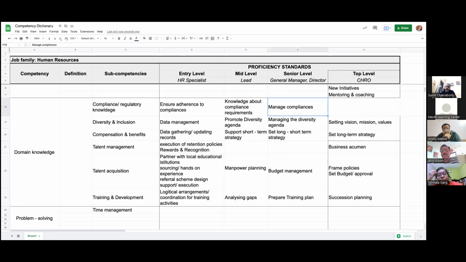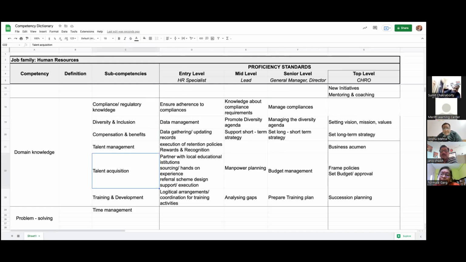There will be a lot of other senior level competencies, like diversity and inclusion, compensation, benefits, talent management, talent acquisition, training and development. So in diversity and inclusion, data management at the entry level is required, and mid-level promotes diversity, and senior level has to manage the diversity, and at the CHRO level, the top level sets the vision, mission, or policies for diversity and inclusion in the organization.